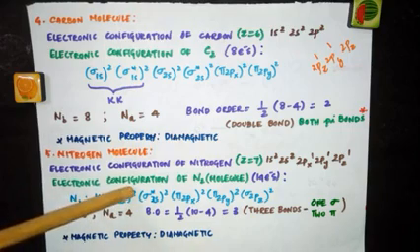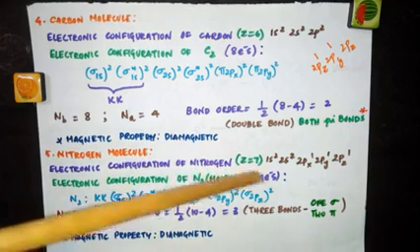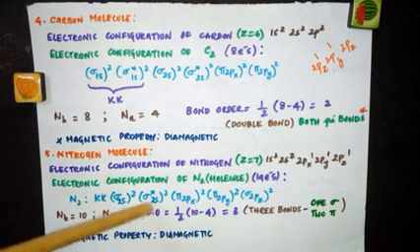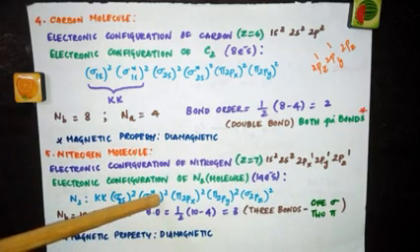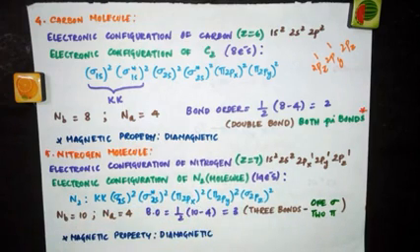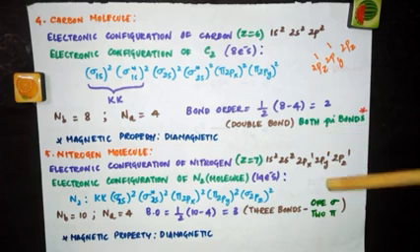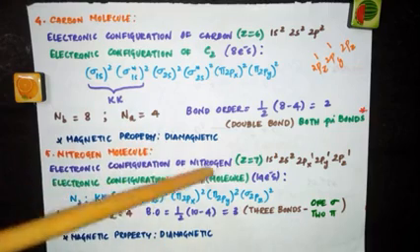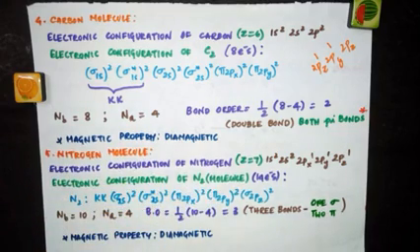Look here, bonding electrons 2, 4, 5, 6, 7, 8. So 8 minus 2 gives you 6, and 6 divided by 2 gives you 3. When the bond order is 3, there are 3 bonds. Of those 3 bonds, one is a sigma bond and the other 2 are pi bonds. So in the nitrogen molecule, the 2 nitrogen atoms are bonded by a triple bond. And looking at the magnetic property, all the electrons are paired, so it is diamagnetic.